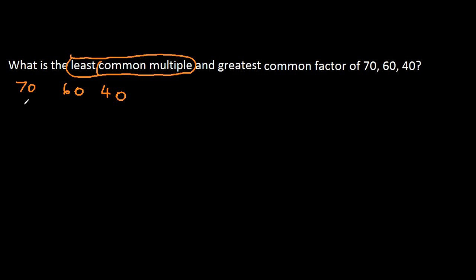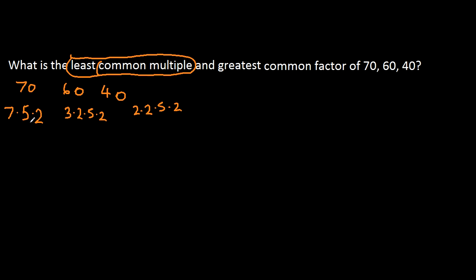Alright, so first we split it up. We split 70 up, so it'd be 7 times 5 times 2. 60 would be 3 times 2 times 5 times 2. And we're running out of space, but 40 would be 2 times 2 times 5 times 2. So you can see we have split all three of these numbers up.